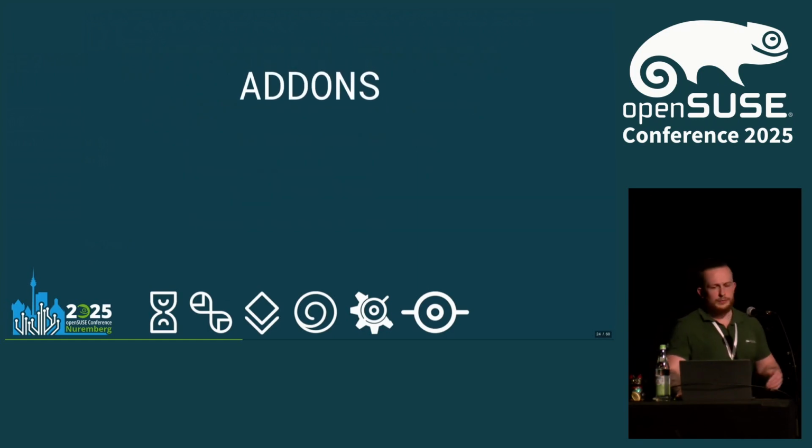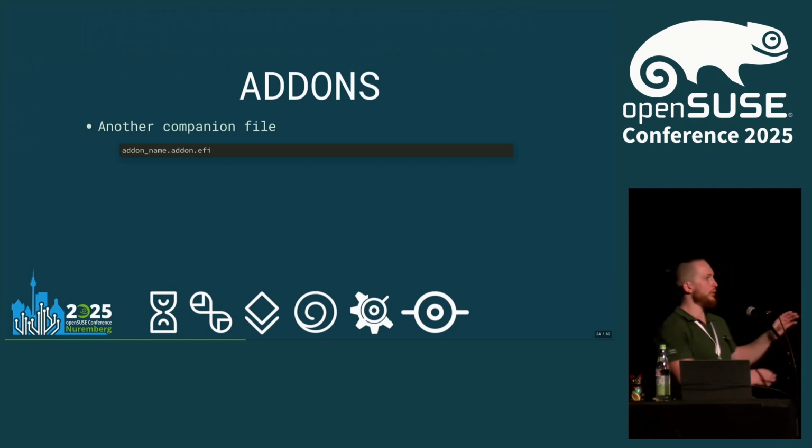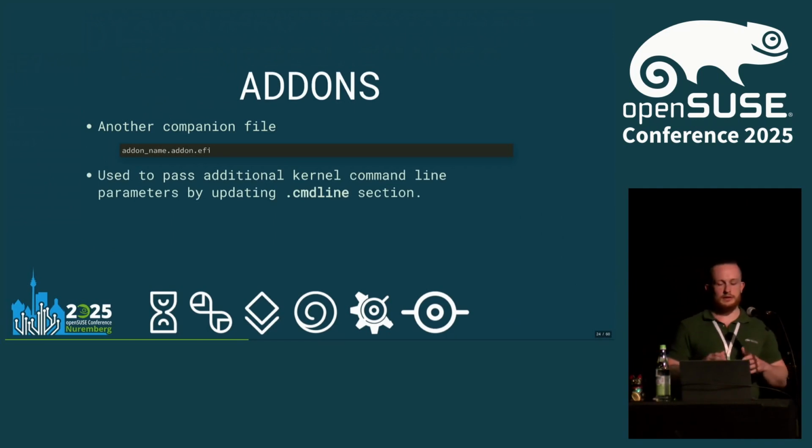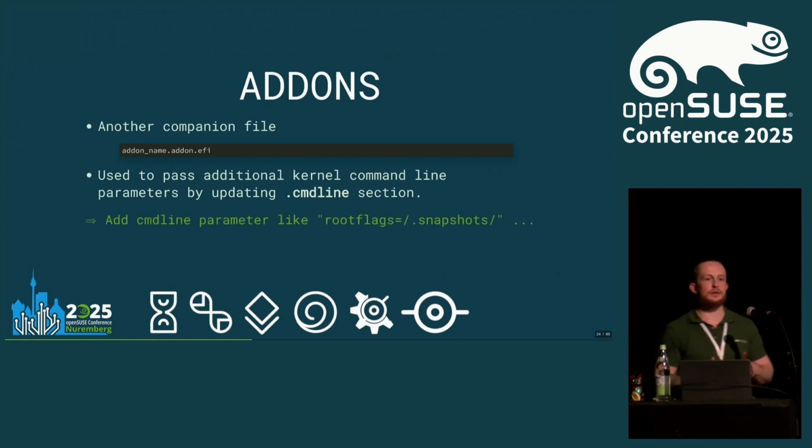We have another companion file called add-ons. Add-ons are other UEFI binaries, and they are used to pass additional kernel command line parameters by updating the UKI's own command line. This time it will just contain a PE section .cmdline, and then the stub part of your UKI will take this command line section and add it to its own kernel command line. So we can think about using them to add a command line parameter like a root flags option, for example.